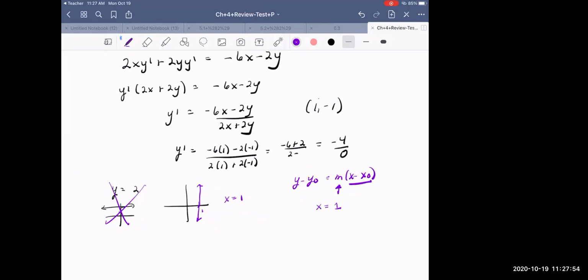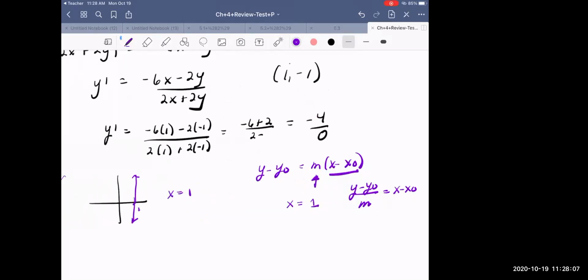I can't multiply something that's undefined to anything else. And by the way, if you divide both sides by m, you've got y minus y naught over m is equal to x minus x naught. And so what I have here is y minus a -1 over some undefined slope, which would be 0 under here, is equal to x minus x naught. And so if I take this thing and I solve it, I'm going to get x is equal to +1.